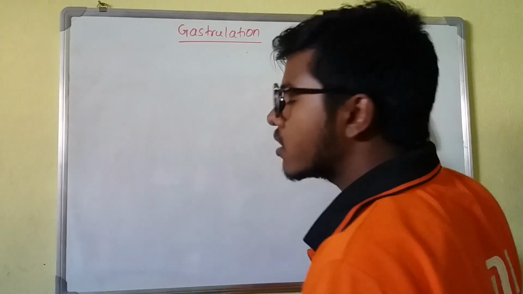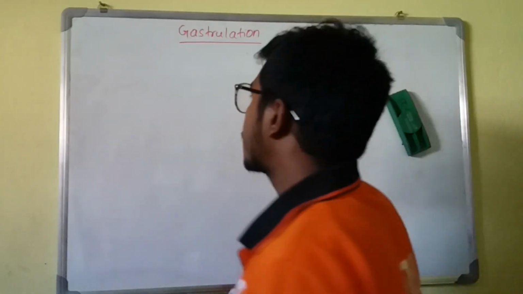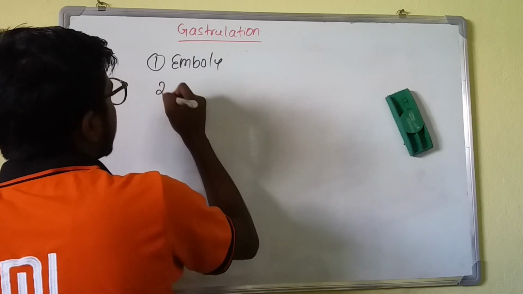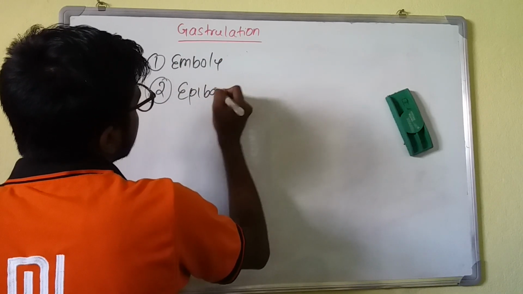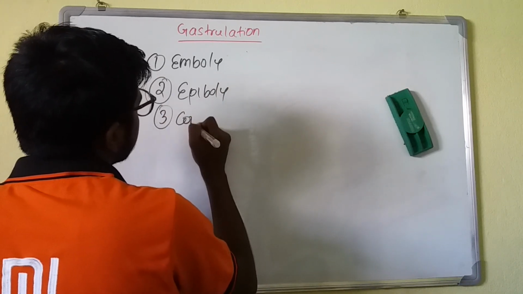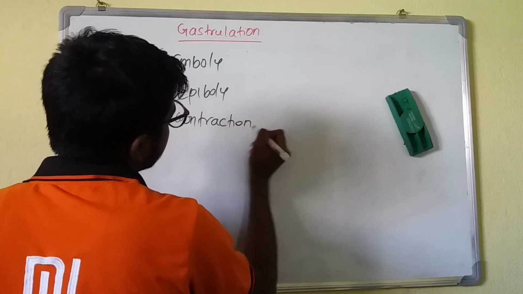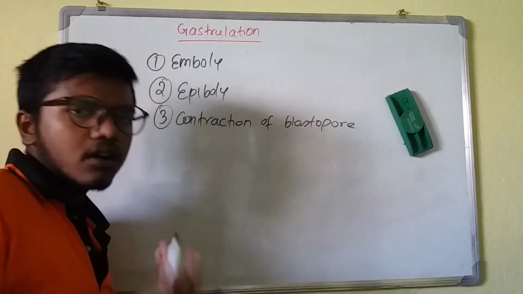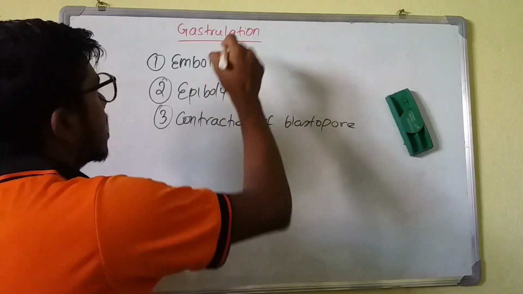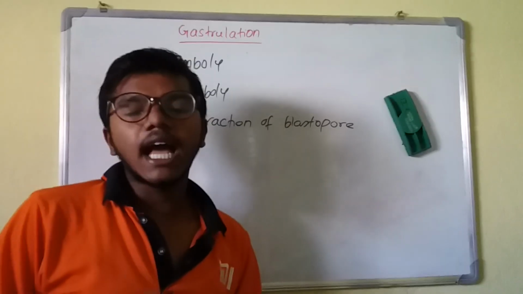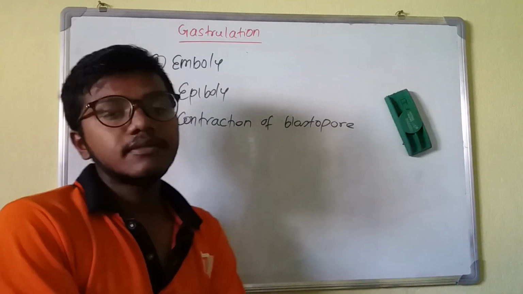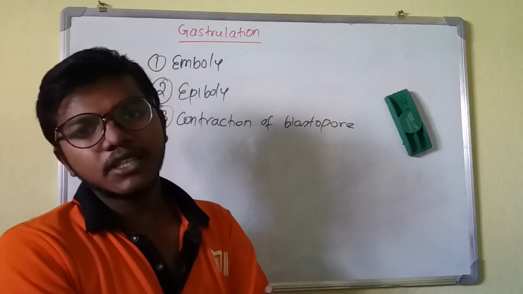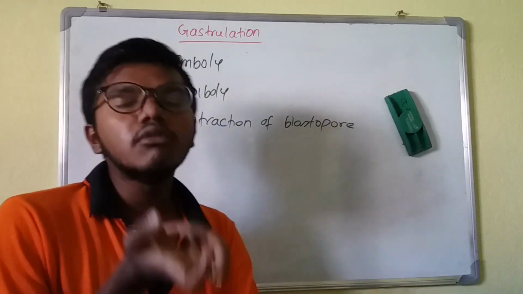Gastrulation of frog occurs in three phases. First of all is emboly, second one is epiboly, and third one is the contraction of the blastopore lip. All these processes occur simultaneously. Now before going on to these phases, we have to know about one phase: during the mid blastula phase, the middle part of the blastula, the cell divisions become slow and asynchronous.